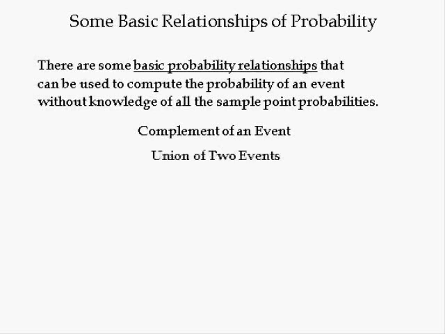The union of two events has at least as many sample points in it as the event with the most sample points. If you are a black female student, you are in the union of black students and male students because you are black or male.